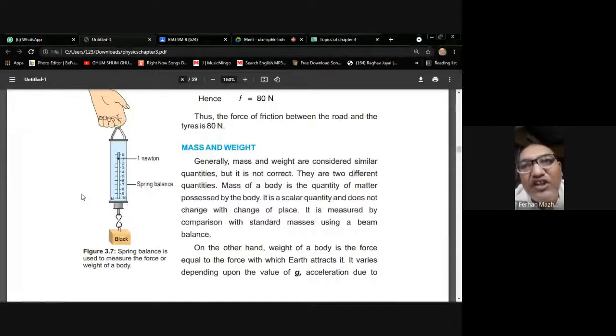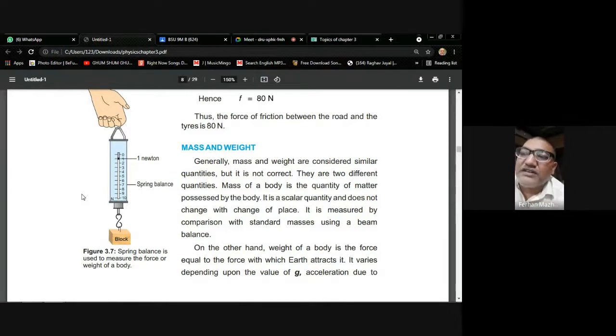This Newton meter is basically used to measure force. When you hang a mass on it, for example a block of wood, whatever the extension in the spring will be shown on the Newton meter, and you can read it, and that will give you the weight.